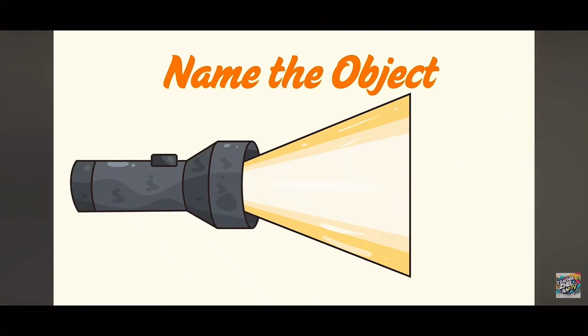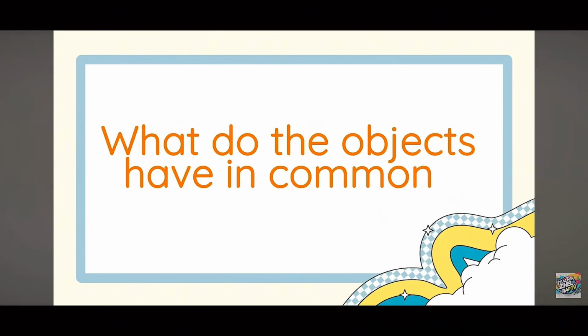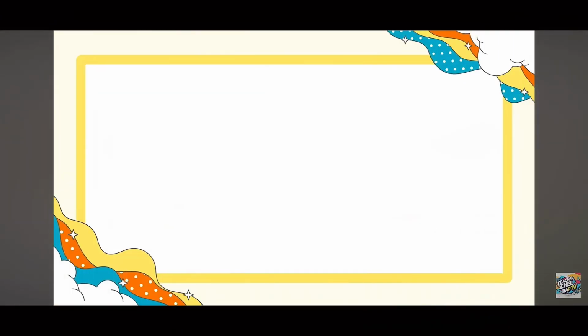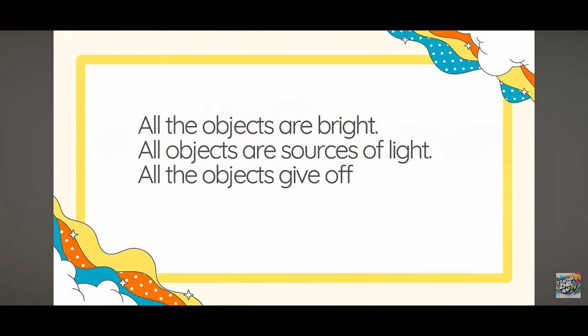How about this? This is a flashlight. Very good. What do the objects have in common? All the objects are bright. All objects are sources of light. All the objects give off light.